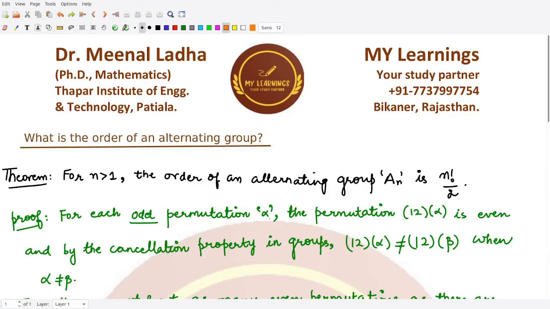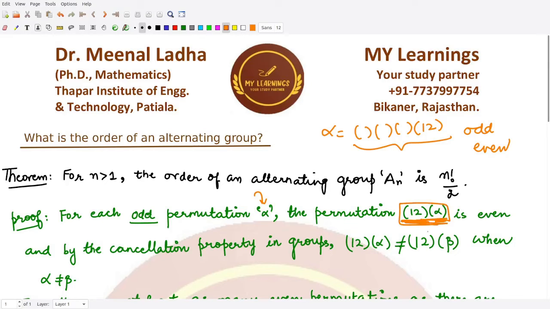alpha, right? If alpha is an odd permutation, and you multiply this alpha by some other transposition, then previously it was written as an odd number of transpositions. Suppose alpha was written as 3 transpositions, so it was an odd permutation. Now if we multiply it by one other transposition, it will become 4, right? So it would definitely become an even permutation. So the transposition (1 2) multiplied with the permutation alpha is an even permutation.